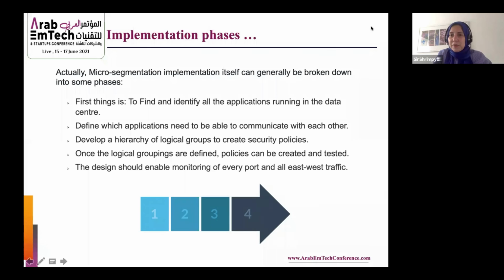Implementation phases. Actually, microsegmentation implementation itself can generally be broken down into some phases. First thing is to find and identify all the applications running in the data center. Define which applications need to be able to communicate with each other. Develop a hierarchy of logical groups to create security policies. Once the logical groupings are defined, policies can be created and tested. The design should enable monitoring of every port and all east-west traffic.